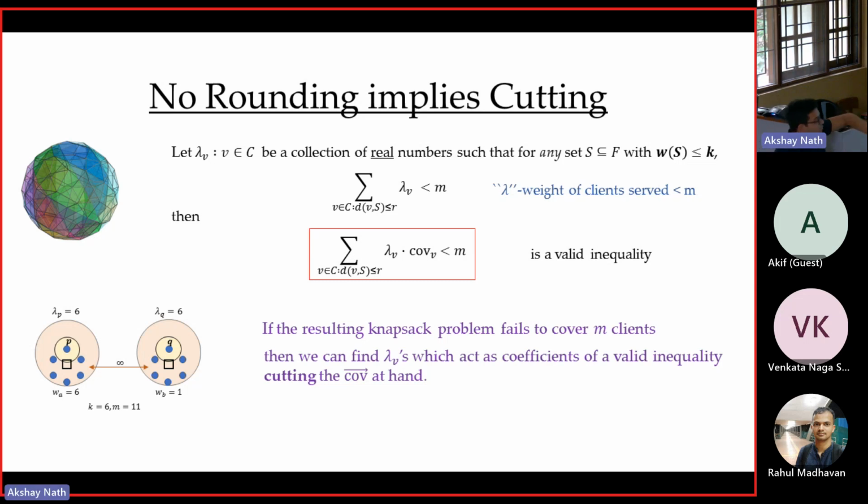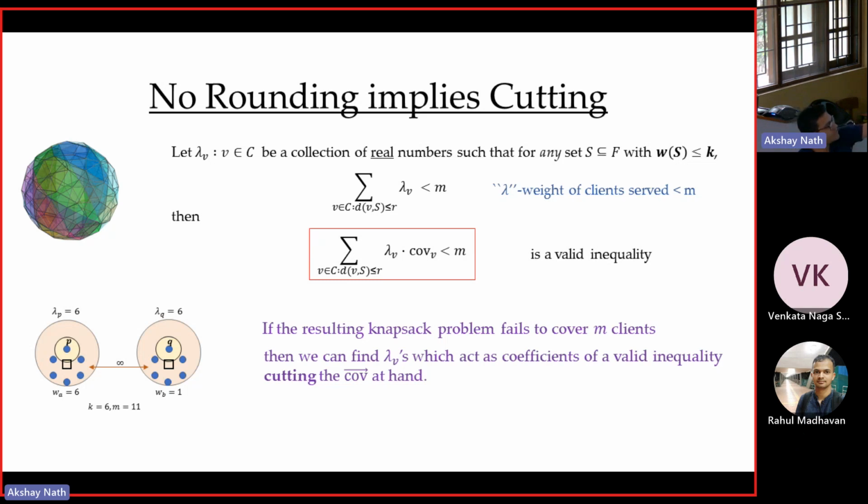Why would these lambda v's satisfy the top thing? Well, that's because the knapsack problem failed. If there was a knapsack solution where the summation lambda v was at least m, since I can solve knapsack exactly for these small weights, I would have found it, but I failed to find it. So it must mean that these lambda v's with the children satisfy the top premise, which means that this is a valid inequality, and that's the one that we added. That leads to P approximation.